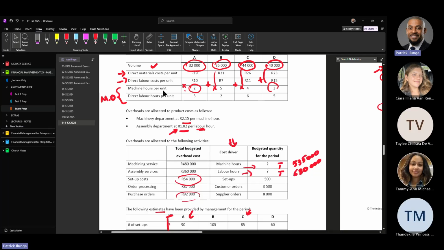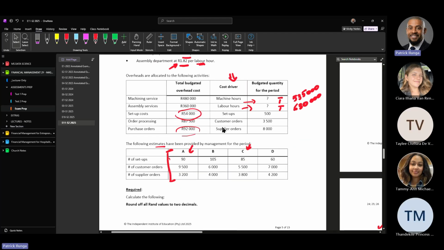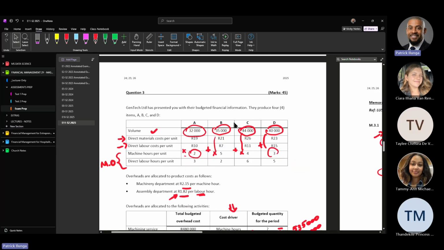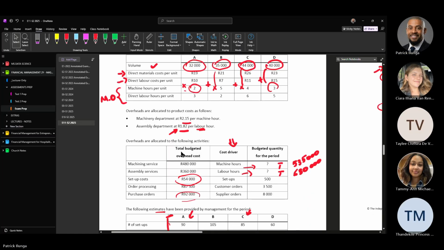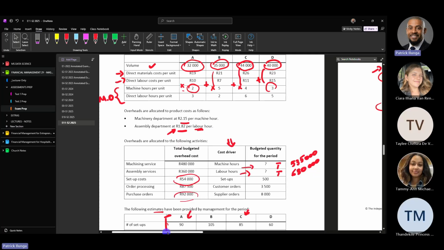As you can see here, per unit. Order processing has to do with the orders. Purchase has to do with the purchase orders. Setups has to do with the setups, not with the actual units. Are we clear, guys?